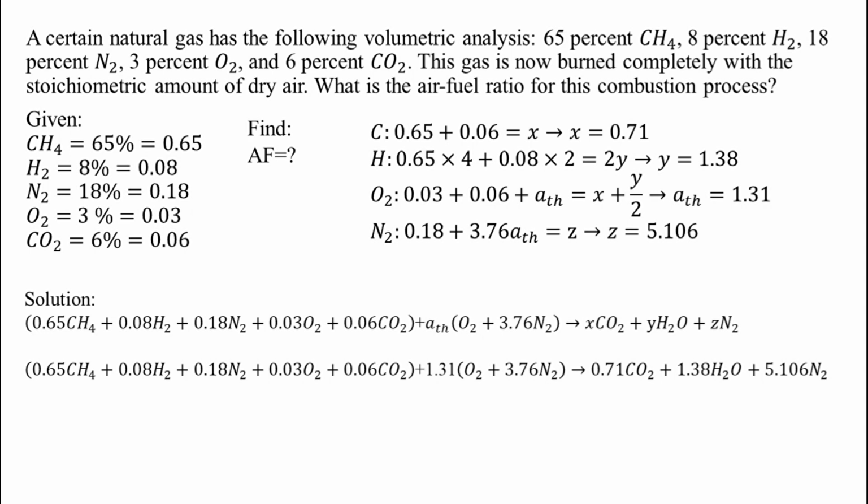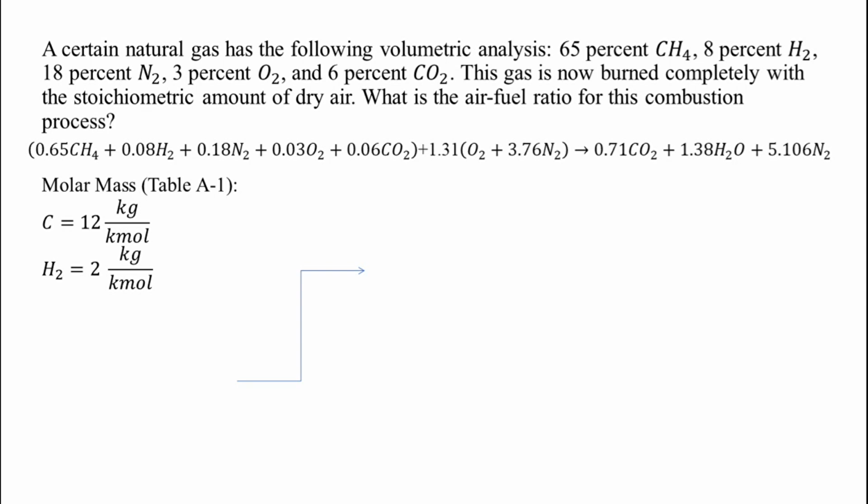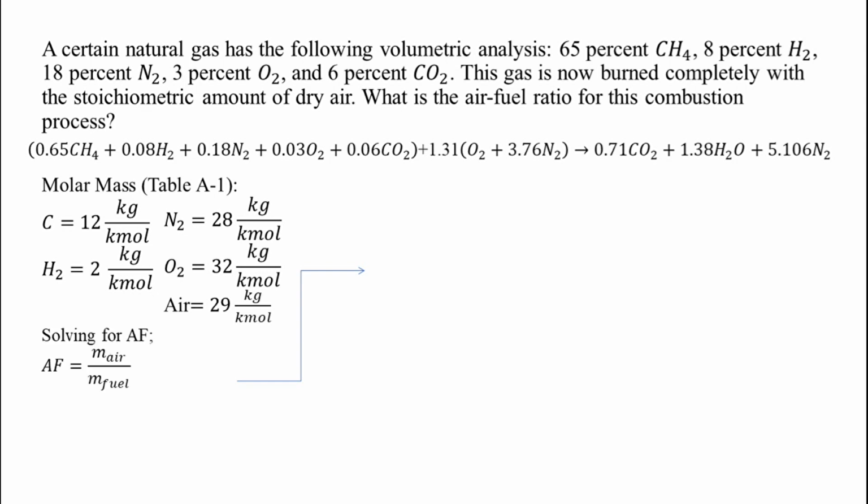We need to proceed in solving the air-fuel ratio. Note that the molar mass of each element can be found in Table A-1 in our property table. The air-fuel ratio for this reaction is determined by taking the ratio of the mass of the air over the mass of the fuel. From our combustion equation, the mass of air is 1.31 kilomole, the theoretical amount of air, multiplied by 4.76 kilomole, the number of moles in the air. We have 1 kilomole of oxygen added to 3.76 kilomole of nitrogen.